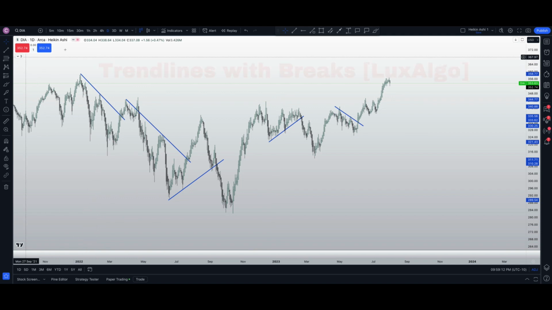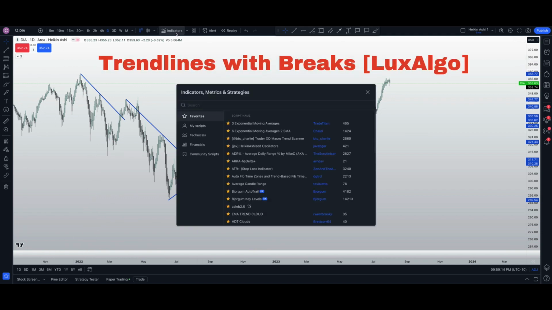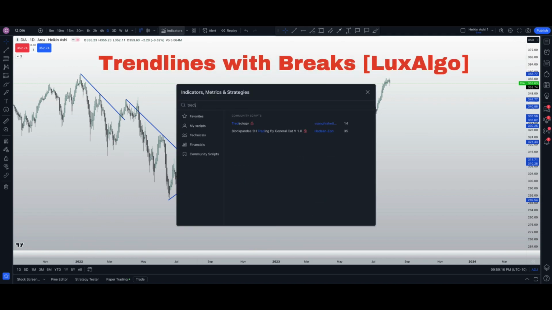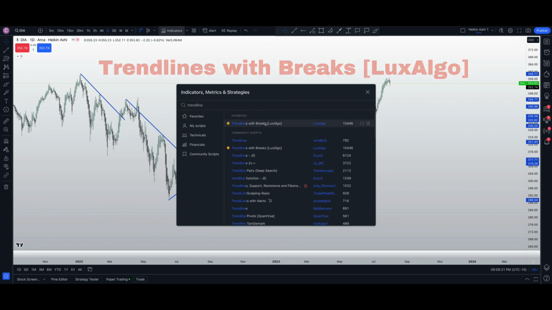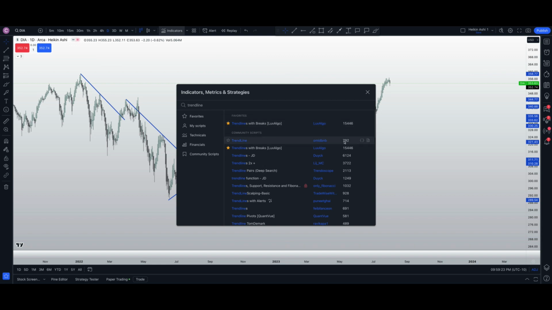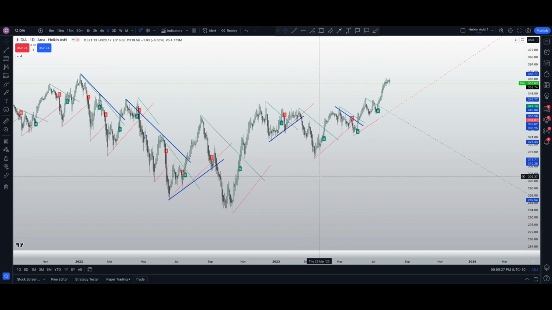Now, to check myself, what we're going to do is we're going to go to TradingView and we're going to type in trend line with breaks by Lux Algo here. We're going to click on that. That's going to add it to the chart, and then boom, all of a sudden I have a green downward and red upward trend lines and a B just signifying where price broke.